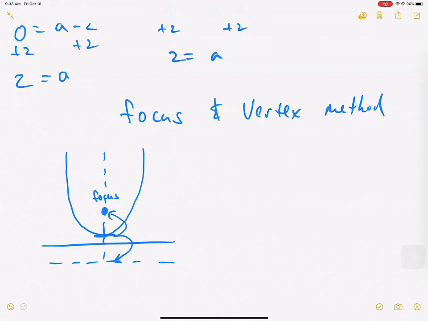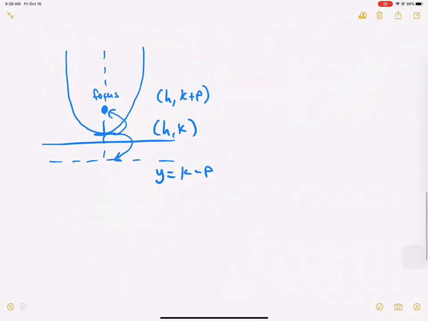Okay. So a couple things we want to take away first. The vertex is h comma k. And in this vertical direction, the focus is h comma k plus p. That's what I called it, the p-value. And the directrix is y is equal to k minus p, because it's that distance away. So this is one of our harder methods, but not that terribly hard. Okay, so this is just a general situation.